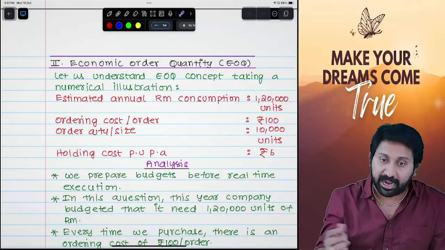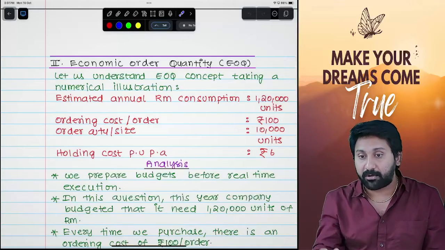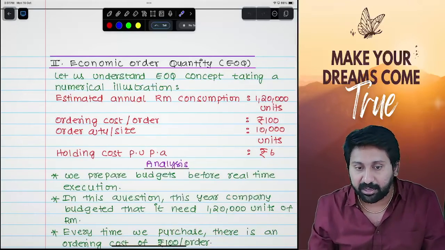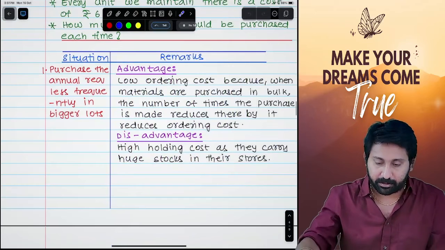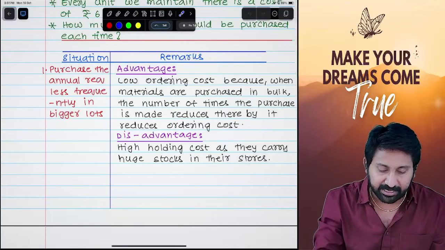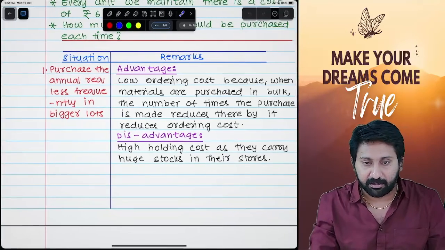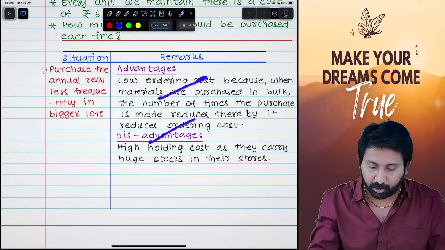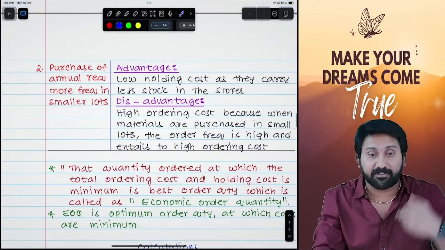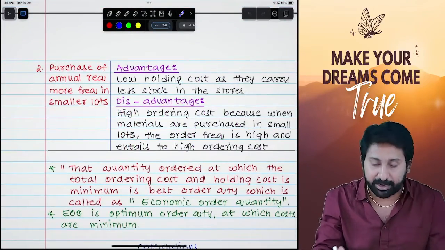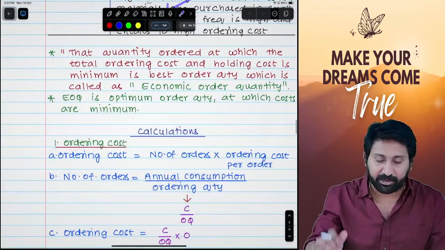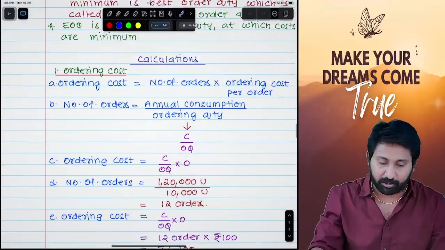That quantity at which the ordering cost and holding cost will be alike, that order is called an economic order. What order? Economic order. So that's what I have given. Purchase the annual requirement less frequently in bigger lots. Okay, first situation I said: low ordering cost, but high holding cost. If you order a number of smaller lots, like 10 units, holding cost will be low, but high ordering cost will be there. So we want EOQ.